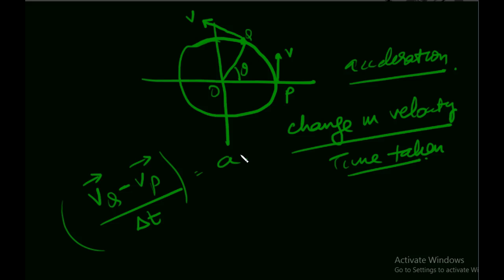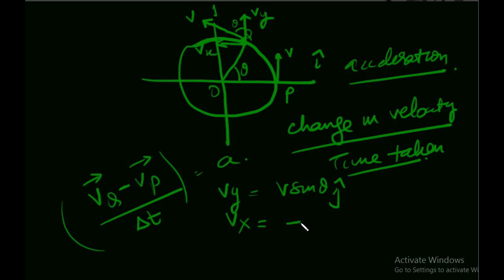Now we can see here the velocity at Q can be divided into two components as earlier thought of. This was Vy and this is Vx. Obviously I had proved that the angle between V and Vy was theta earlier, because here we can transplant Vx and this would be theta. So Vy would be equal to V sine theta j. Obviously this is the j direction, this is the i direction, and Vx would be equal to minus V.